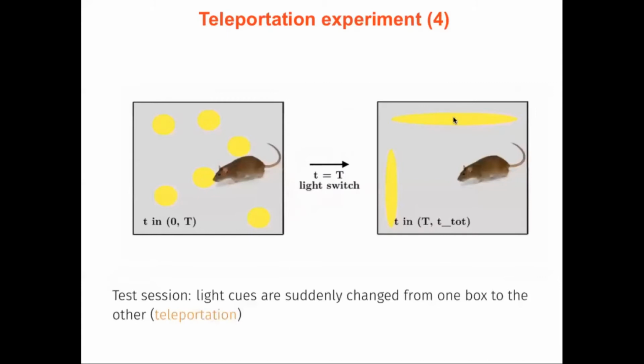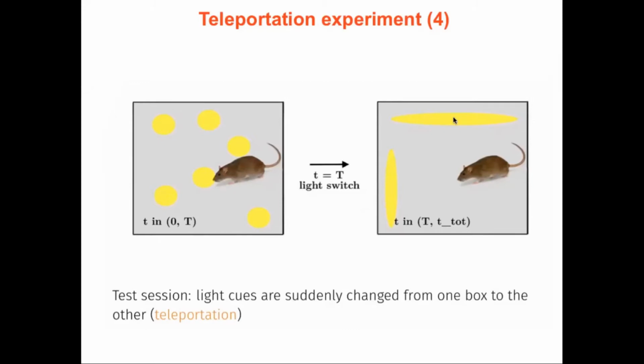Now, in the second part of the experiments, when these two boxes are learned by the rat, the rat is placed in a single box, which is managed with a light switch, which can instantaneously change the light condition from the one corresponding to box A to the one corresponding to box B. This is why this experiment was also called teleportation, in the sense that the rat was not physically teleported, obviously, but the contextual information related to the two boxes could be changed immediately. So in this test session, the landmark cue will be suddenly changed from one box to the other.